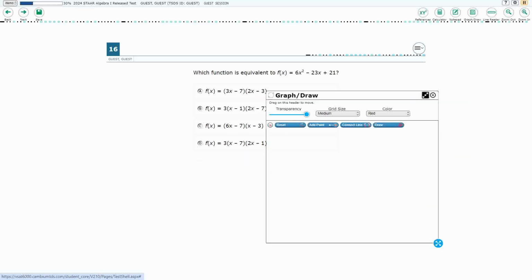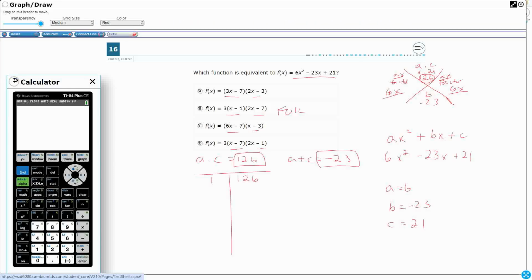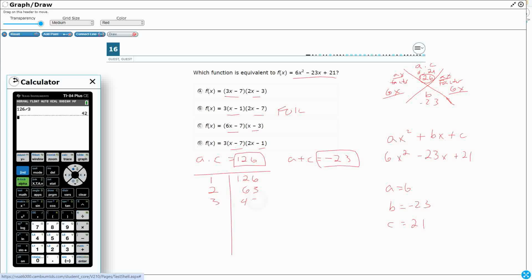So I don't know a lot of my 126s. So let's pull out our calculator here, and we're just going to divide, right? So I could do some of these mentally, 2 and 63, but I don't know all of them. Let's divide by 3. 3 and 42, if they're both negative, it's not going to get me negative 23. See, 126 divided by 4. No, it's not going to be 5, because it doesn't end with a 5 or a 0. 6 and 21, close. That gets me to negative 27. So I'm getting closer. Let's try 7.